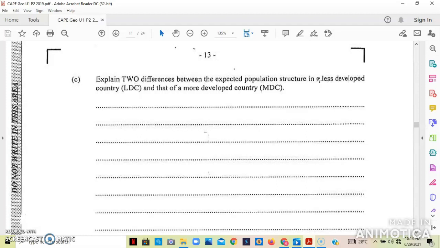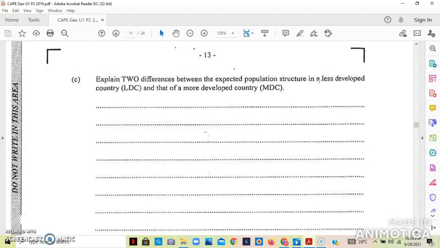Now let's look at the more developed countries. Their population pyramid shows a very narrow base, which reflects a very low birth rate, and it shows a relatively small proportion of its population under age 15. So in MDCs, the birth rate is very low, and the population between 0 and 15 is very, very small, which means that they don't have a lot of children within their population.